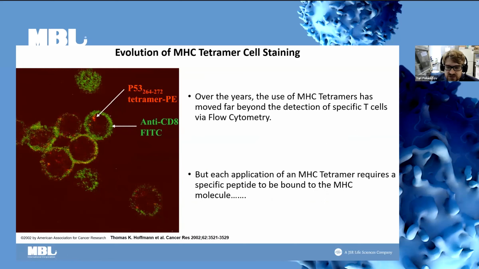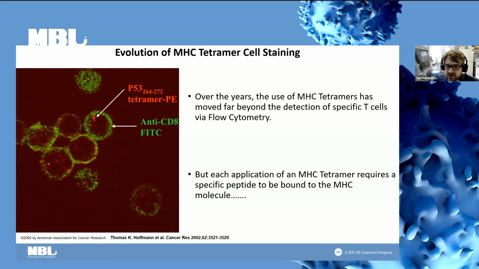While the primary use of peptide MHC tetramers was and still remains the staining of T cells using flow cytometry, there are numerous other applications. Tetramers can be used to detect live T cells using confocal microscopy. And if you look at the picture on your left, this is an example of an experiment where MHC class 1 tetramers were used to visualize CD8 positive T cells.